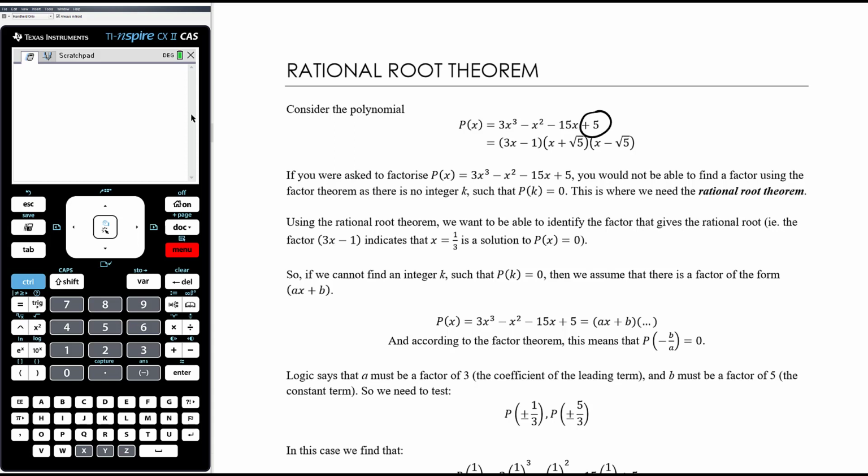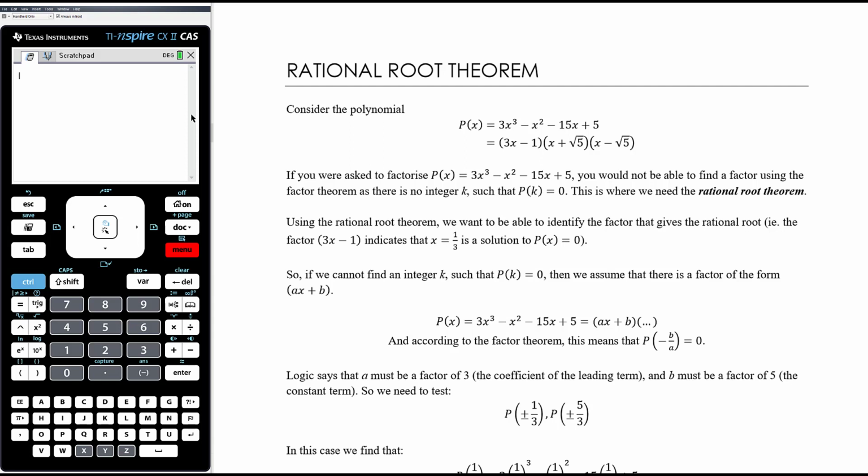We would look at this 5 and say, okay, I'm going to try p of 1, p of negative 1, p of 5, and p of negative 5. None of those would give you 0, and then you'd be stuck. So at that point, we need to go to the rational root theorem. What the rational root theorem says is we look for that rational factor, the one that's going to give x equals a third as a solution, so a rational answer or a rational root.